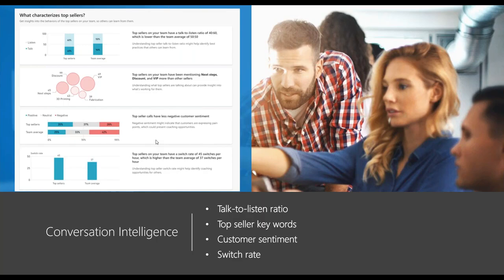And then your switch rate, what is this? This is the rate at which top sellers are talking and listening, which is a sign of engagement during conversation. So we have a switch rate up here for your top sellers, which is 45, and your team average is 37. And again, this is another potential coaching opportunity to help identify what's working for top sellers that maybe you can use.